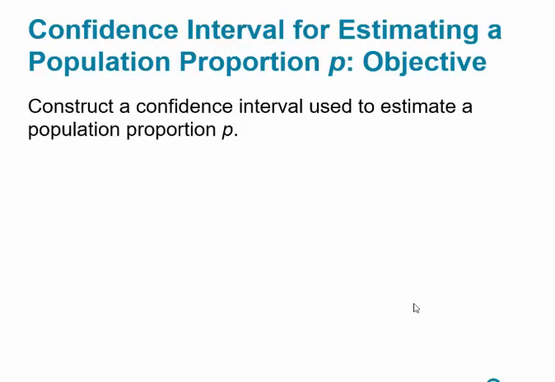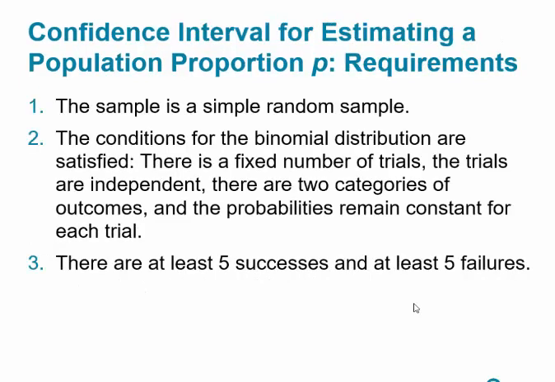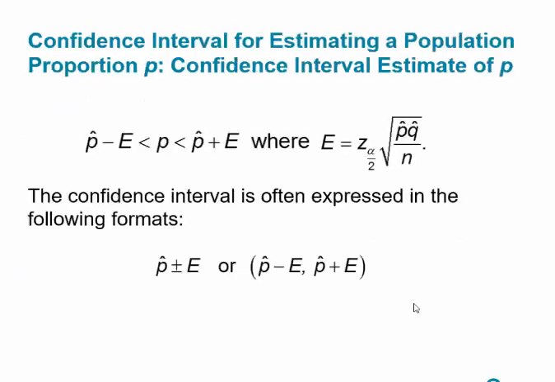Now we're going to construct a confidence interval used to estimate a population proportion p. Some of the things that we talked about in class: p is the population proportion, p hat is the sample proportion, n is the number of sample values, E is the margin of error, and then your critical value. So some of the requirements: it has to be a simple random sample. Conditions for a binomial distribution are satisfied. There's a fixed number of trials. The trials are independent. There are two categories, right? Those two categories will be successes or failures.